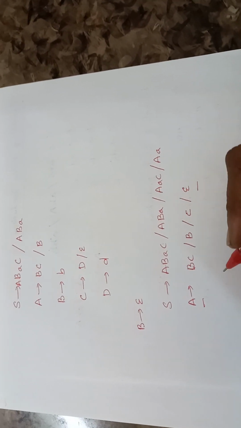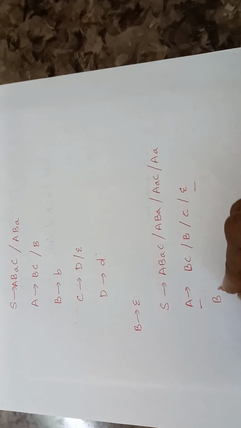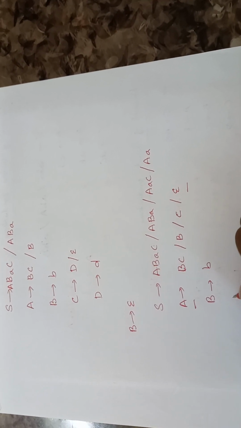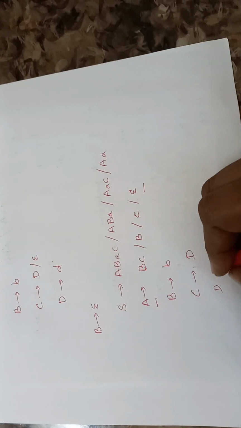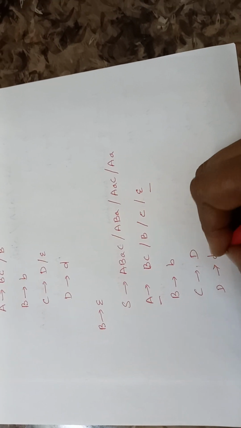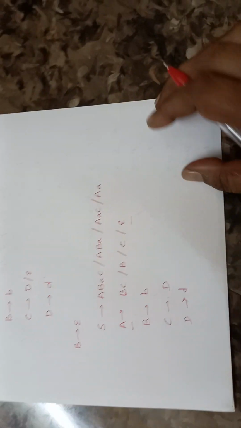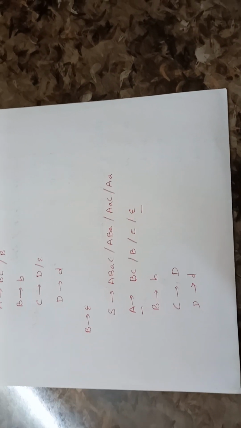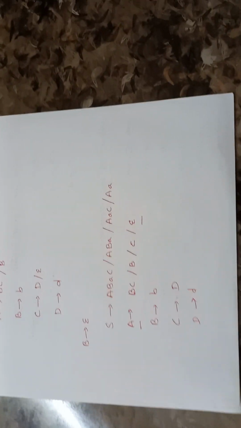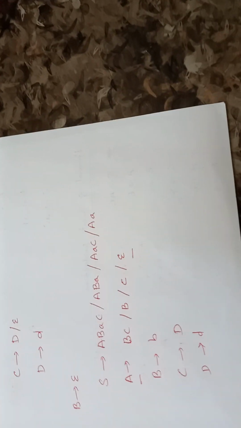Now after that what is there? Nothing is there. So same thing, B derives B, then C derives D, then D derives D. Right? Now for this particular grammar, again what are we going to do? We are going to substitute A derives null. Right? So on doing so, what will happen? In the same production, I will keep the production for your reference.